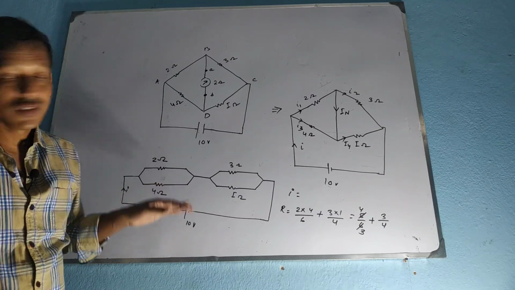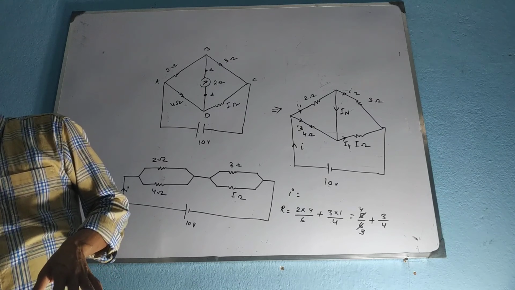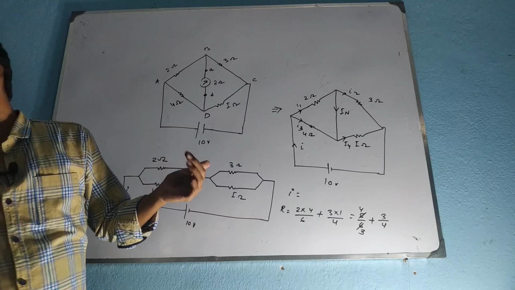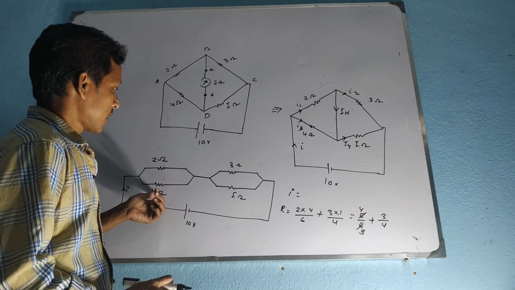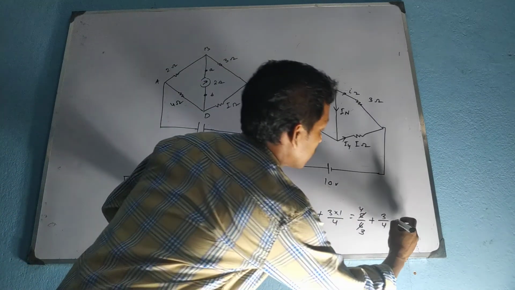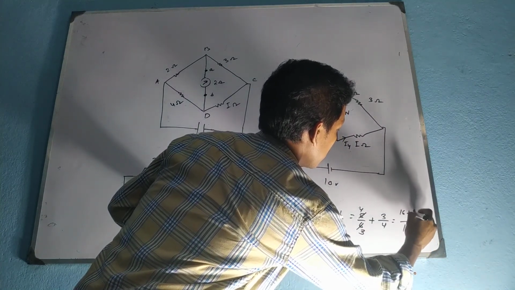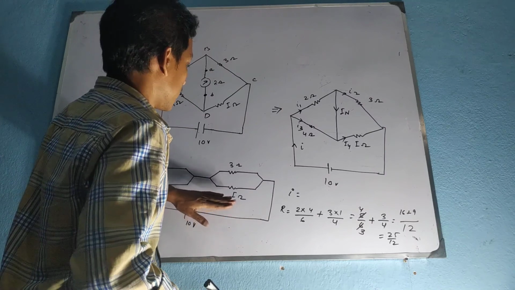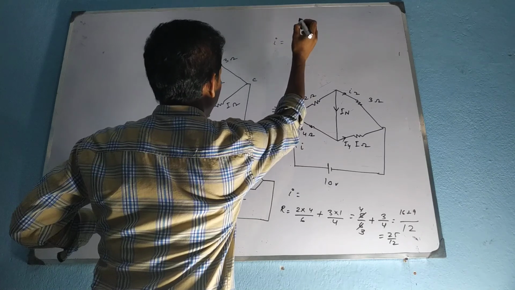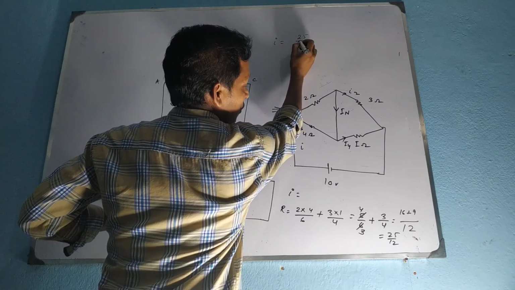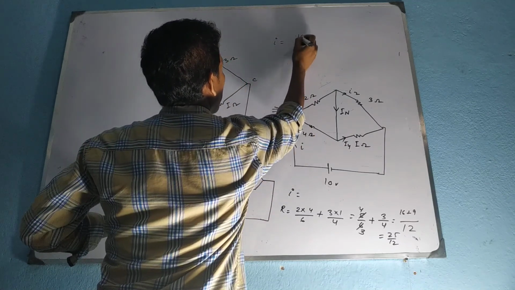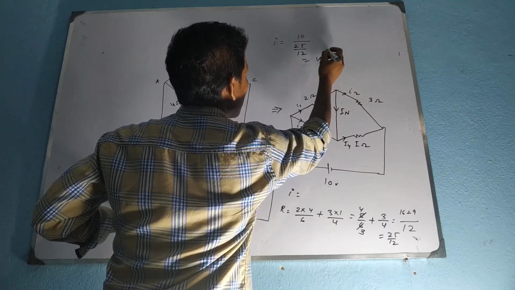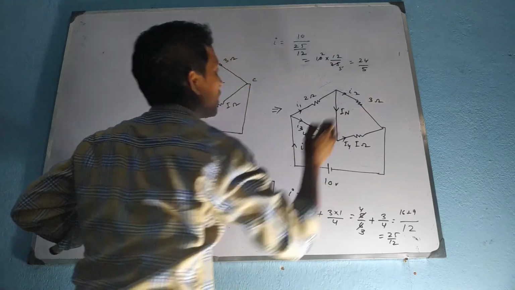2 into 4 by 6, 3 into 1 by 4, so this is equal to 12 by 16 by 9, so this is equal to 25 by 12, okay. So this is the total resistance, and the supply voltage, so the I equal to 10 by 25 by 12, and this is equal to 10 into 12 by 25, so this is 24 by 5, okay. So this is the I.